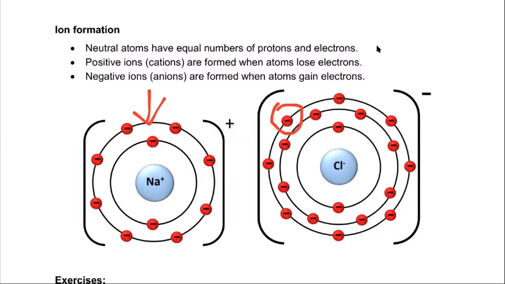It transfers over to the chlorine. So now chlorine's 3rd energy level is full. It's got 8 instead of 7. And since sodium lost one, it's got a +1 charge. Since chlorine gained one, it's got a -1 charge. And because they're oppositely charged, they attract each other and form a bond through that electrostatic attraction.